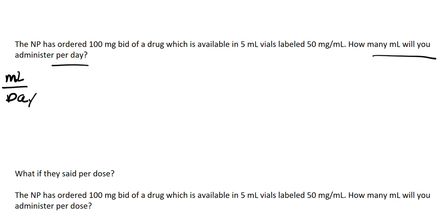We can do this, y'all. Milliliters per day. We still gonna go in and get our information. We're starting with milliliters.